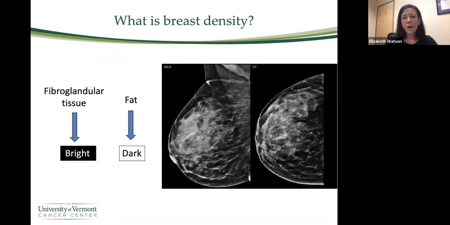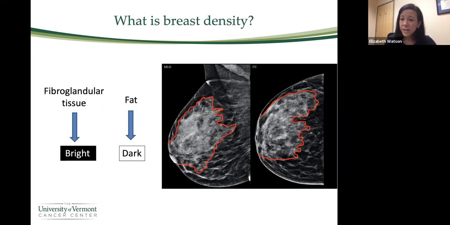So I wanted to just start and talk about what is breast density. Breast density refers to the bright white areas that we see on a mammogram. So these images you can see on the screen are standard mammographic views that we get every time we have a screening mammogram. And the areas that look white or bright on these images, which you can see outlined in red, are the fibroglandular tissue.